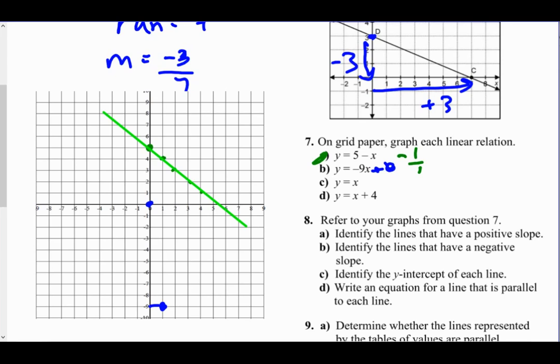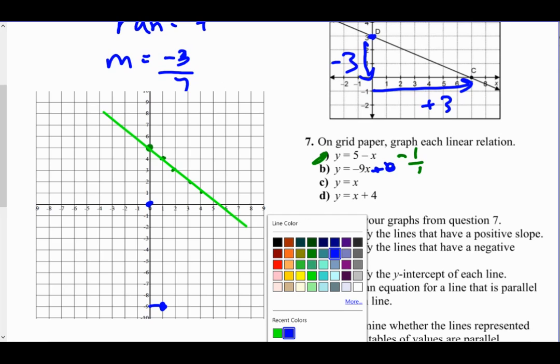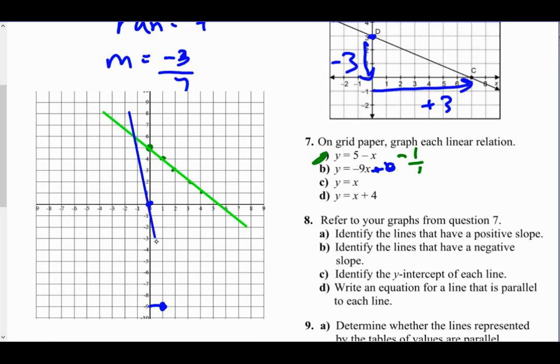Hopefully you're able to do some of these questions before coming on today. Sure, that goes nice. Okay, and then we can do red for this one. So pretty easy.